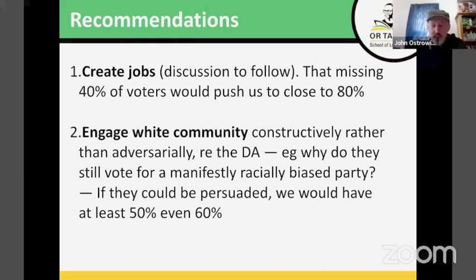So we need to engage constructively with the DA, or not the DA so much as the DA supporters, and find out why they want to vote for an overtly racist party. And if we could onboard that group, we would then be heading towards 50% or 60%. But we'd need to obviously change their attitudes and views on things.